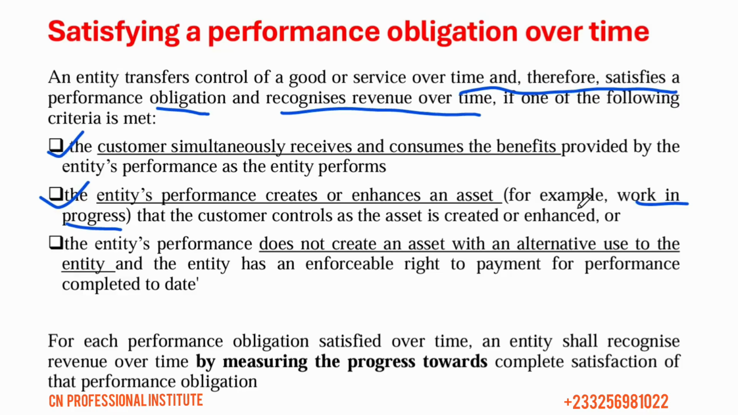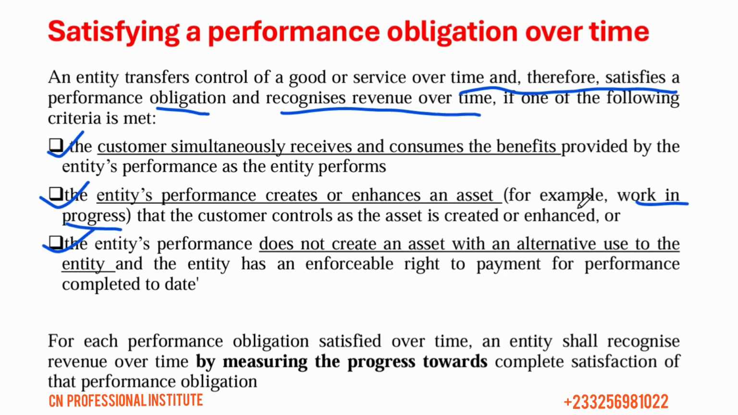You are adding value to the asset, and then finally it says the entity's performance does not create an asset with an alternative use to the entity. Now with performance obligation over time, it's normally what we call customer specific, like it's done specifically for a customer. So let's say you are doing payroll for a customer for 5 years. The payroll is designed for the customer. You are building a house for a customer. The house is at the customer specification. You are doing it per the specification of the customer.